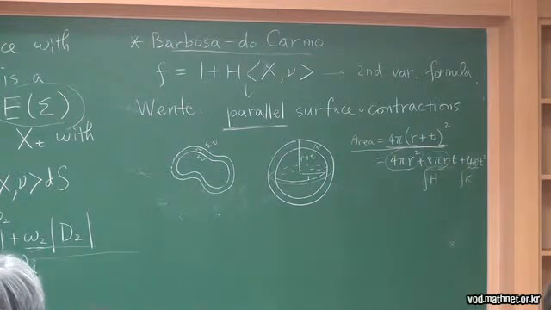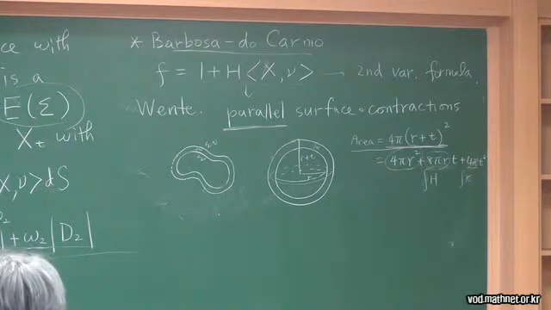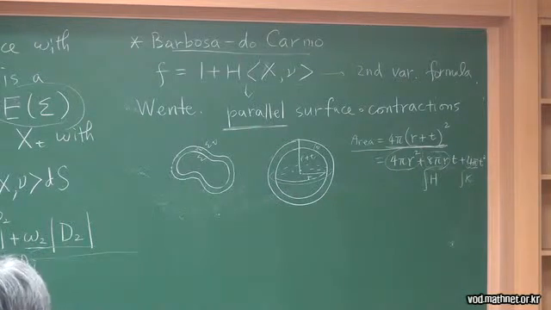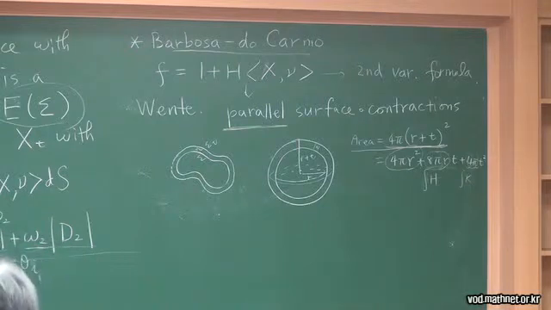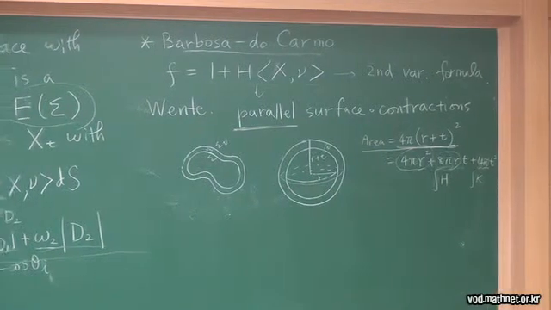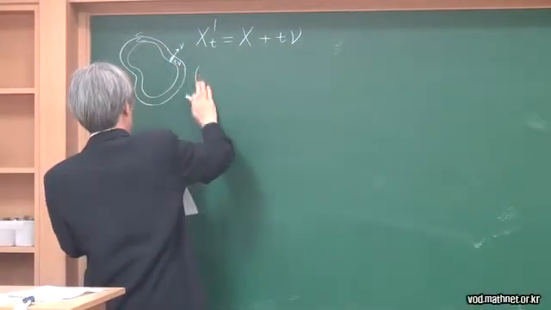So here's sigma, and x_t1 equals x plus t nu. So this is nu, and this is t nu. Okay, then the sigma. Okay, then area.